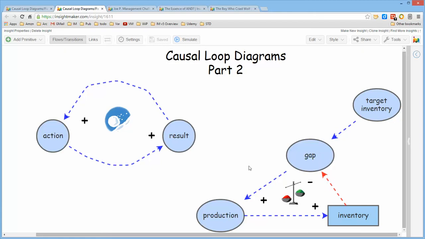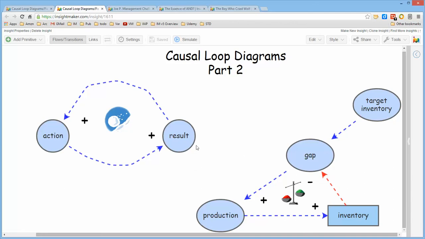So that if you follow this loop, there is one subtracting or negative influence in the loop, so it's a balancing loop as opposed to a reinforcing loop. And as I said, the pluses are additive or reinforcing, and the red ones are negative or balancing.